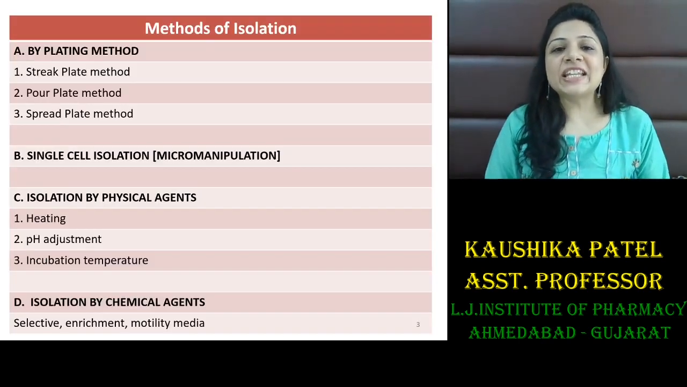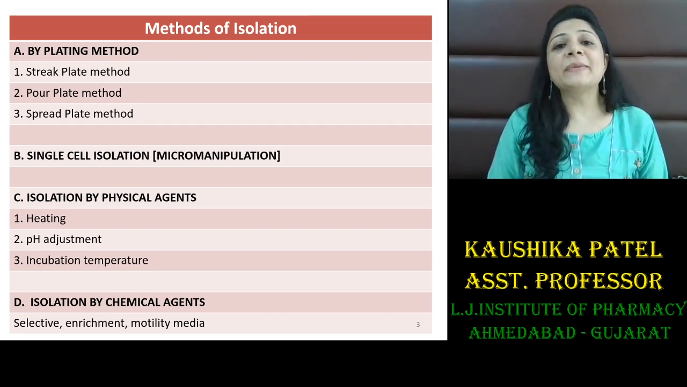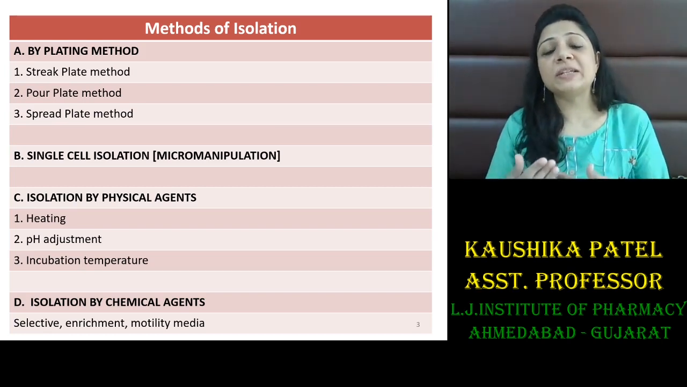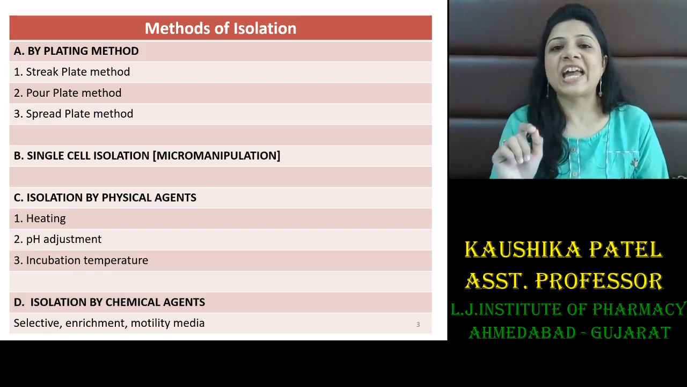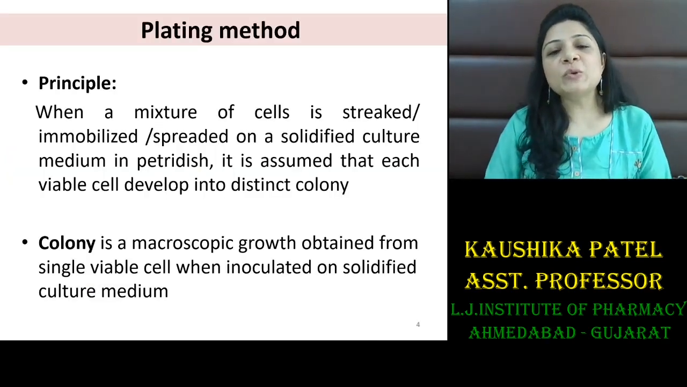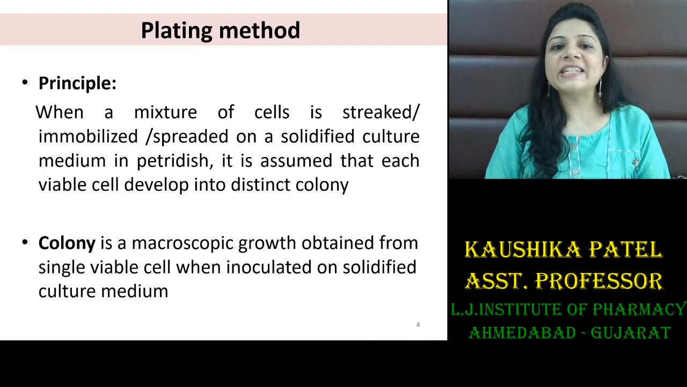There are different techniques for isolation. The most common is the plating method. Then there can be single cell isolation by micromanipulation. There can be isolation by using physical agents like heat, pH or temperature. Or you can use different media like selective enrichment or motility media to separate a specific type of organism. The most frequently used method is the plating method, which we will discuss today.